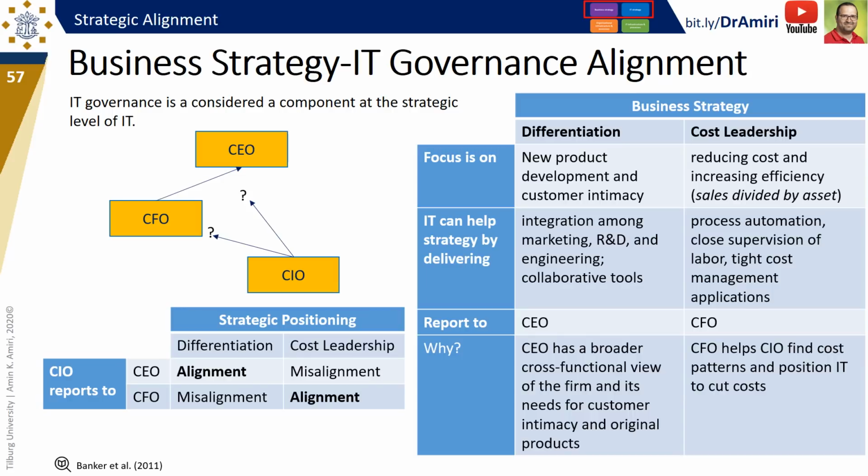So here, Banker et al. suggest that for such organizations, the CIO needs to report to the CFO, since CFOs can help CIOs find the cost patterns in the organization where the costs are huge so that IT can attack those parts and try to improve the conditions so that a lower cost is incurred on the organization.